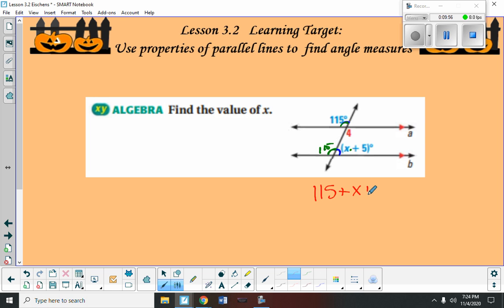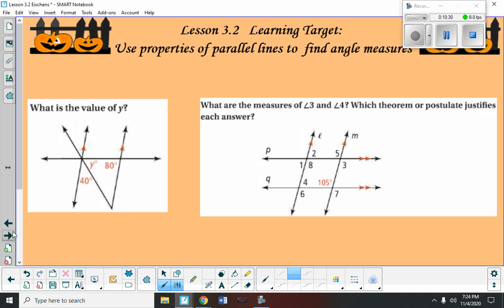115 plus x plus 5 equals 180. That's one way to do it. Or if this is 115, this is 115, and you know that this one and this one are same side interior and they are supplementary. So again, you would add those together and set those equal to 180. So now we have 120 plus x equals 180. So x equals 60.